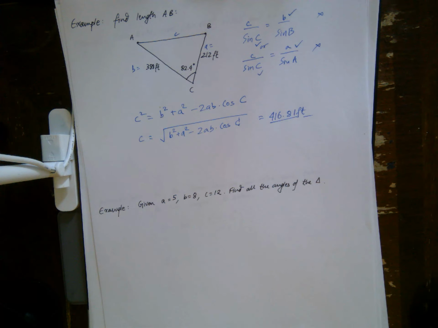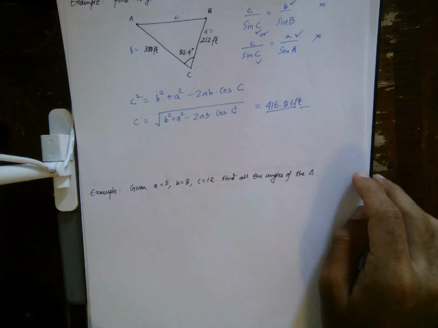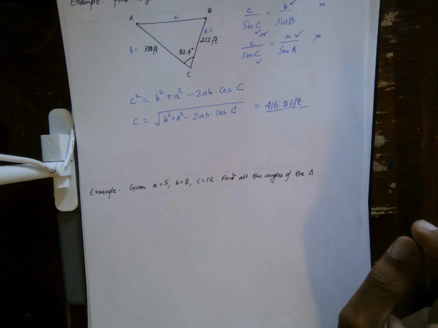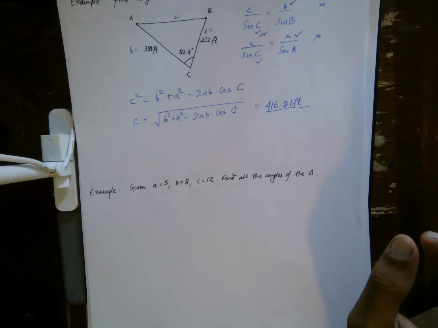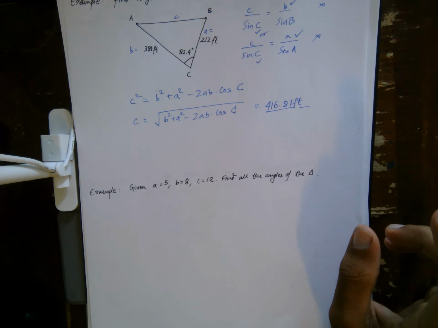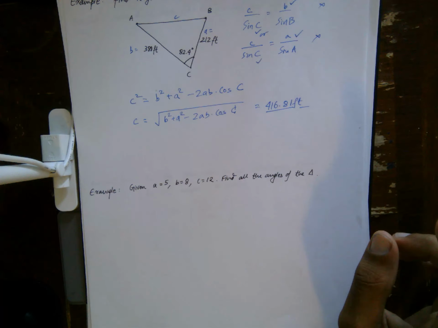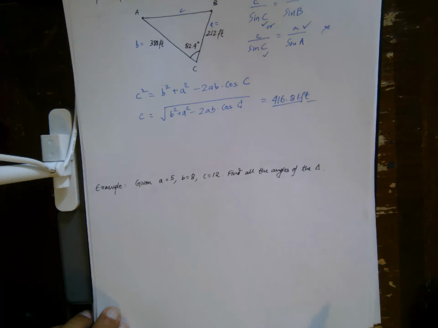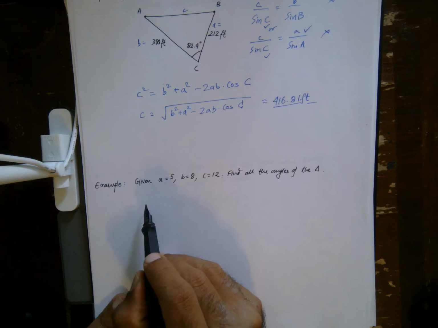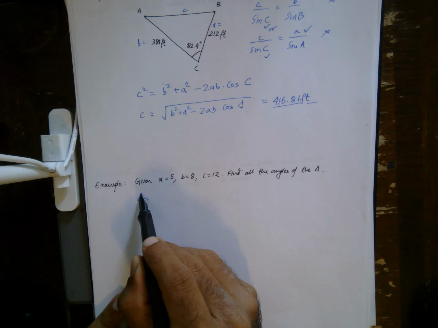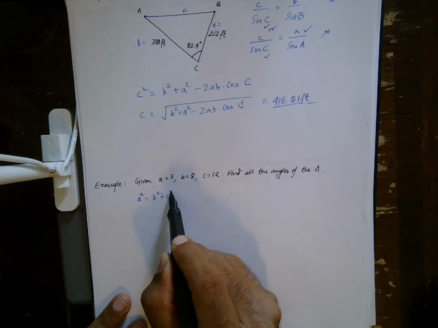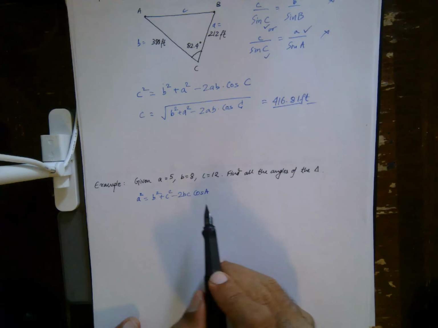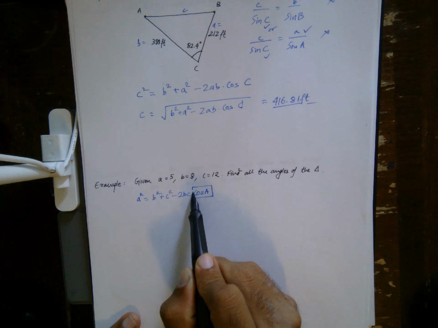Now the next example is the typical scenario that we use to introduce cosine law. The one that was impossible to solve using sine law, where 3 sides are given and you have to find the angle. So let's start with any relation. a squared is b squared plus c squared minus 2bc cosine A. Let's solve for cosine A.